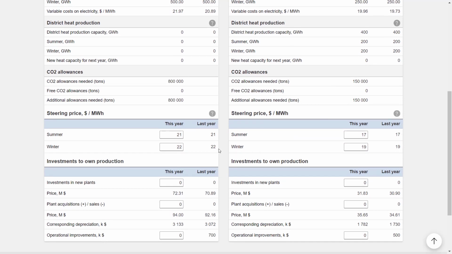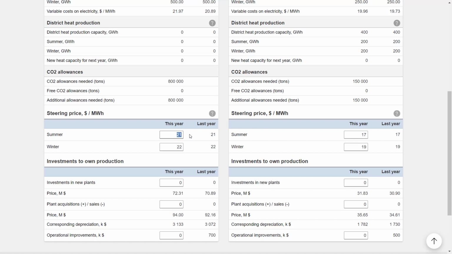Steering price is the concept where we can decide whether we run that particular plant or not. The way it works is that here we set the steering price, which is compared to the spot price. So now that we have set the steering price at 21 for the coal plants during the summer, for example, it means that if the spot price falls below 21, then we stop running this plant and we start buying from the spot market instead.